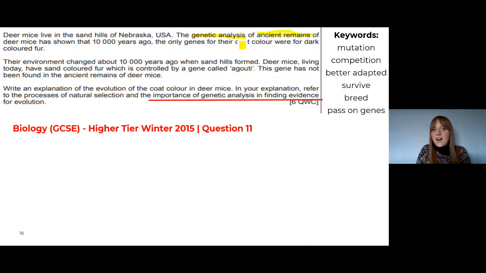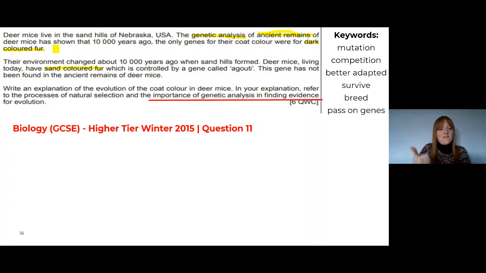And the only genes that they could find in their genetic analysis was the coat colour for dark coloured fur. So back 10,000 years ago, there wasn't variation in coat colour for the deer mice. But 10,000 years ago, when the sandhills formed, where they live now, the deer mice living today have sand-coloured fur. Okay, so today we have sand-coloured fur. Back 10,000 years ago, we had dark-coloured fur. Okay, so now we've identified our variation. So we could even highlight our question and put a little V there for variation.